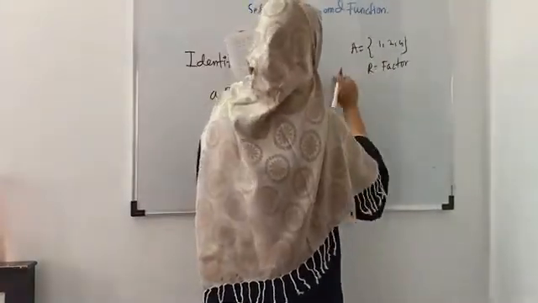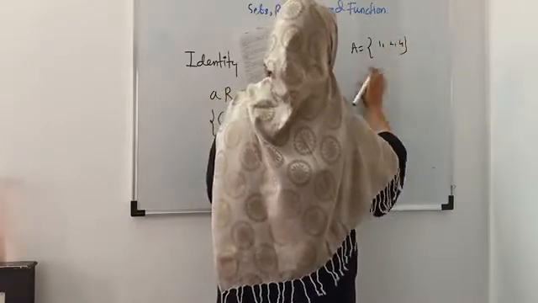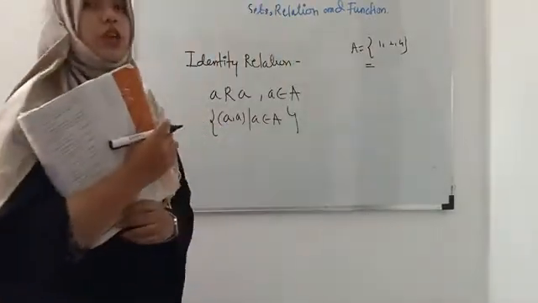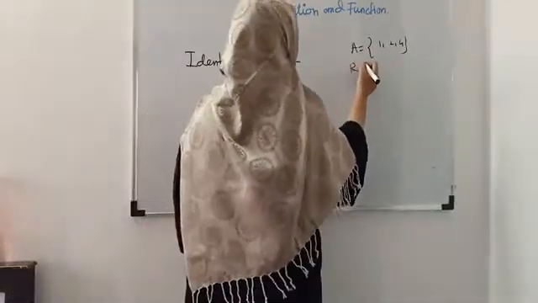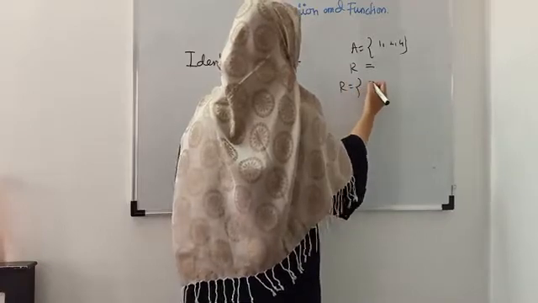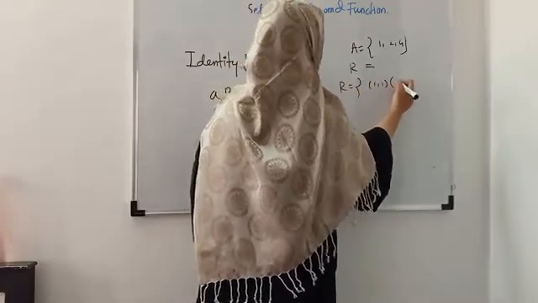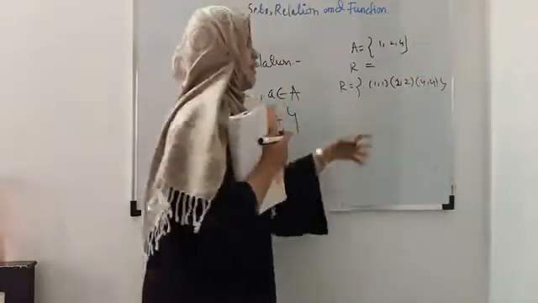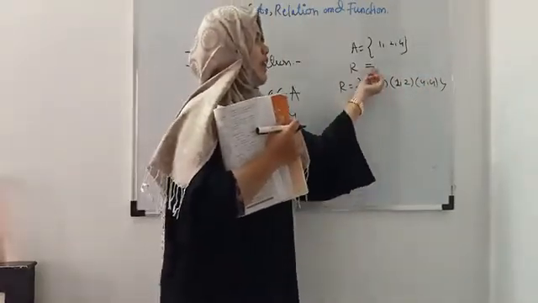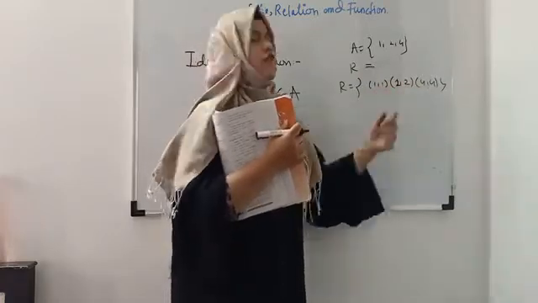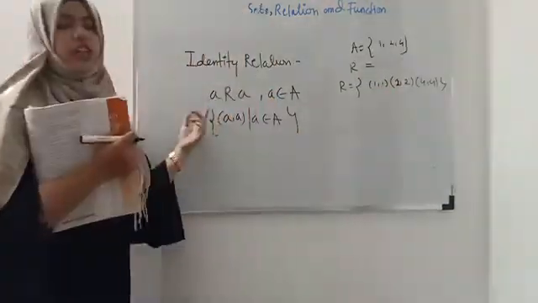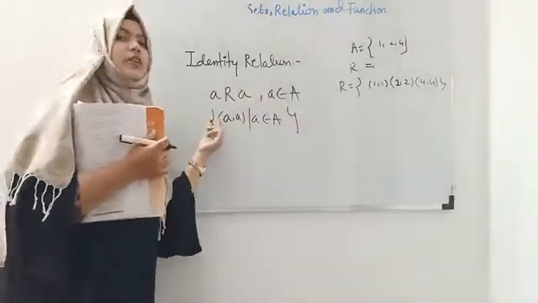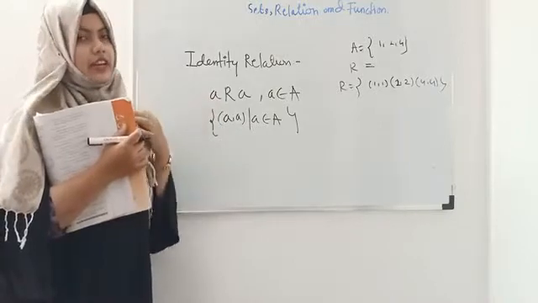Identity means what? If it is not 2 and 4, we cannot take this. If I take the equal to relation, then the elements of the relation will be 1, 1, 2, 2 and 4, 4. So they are related to each other if and only if they are equal. So 1, 1, 2, 2 and 4, 4. Any relation in which every element in that set is related to itself is called identity relation.